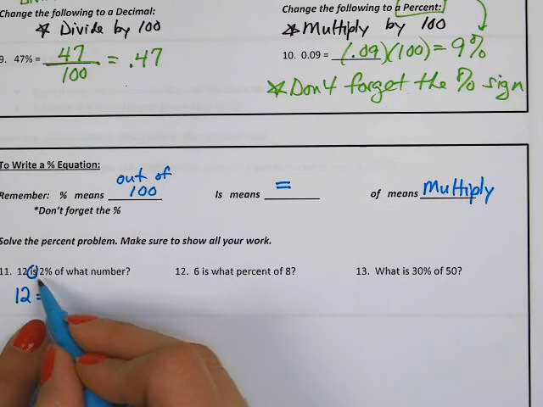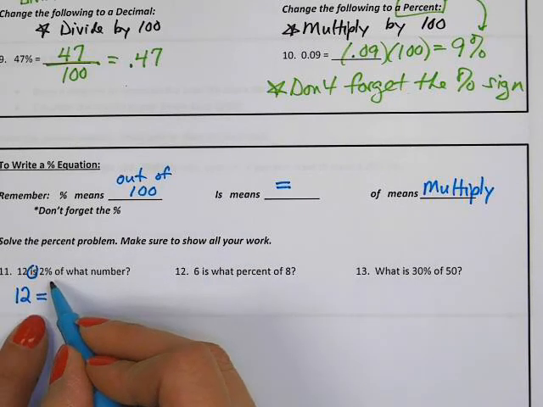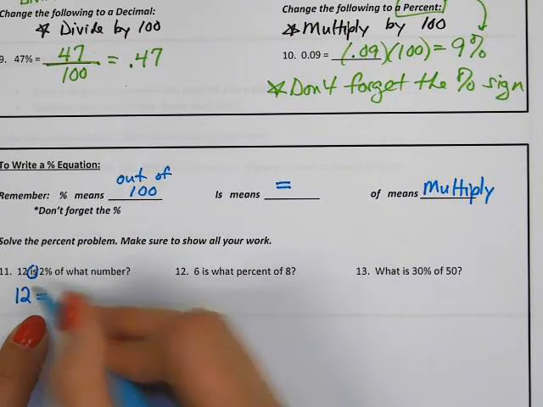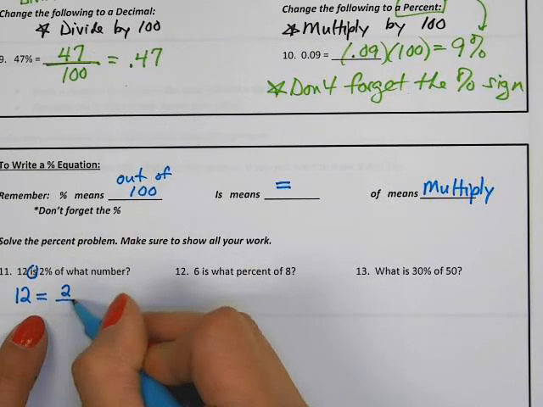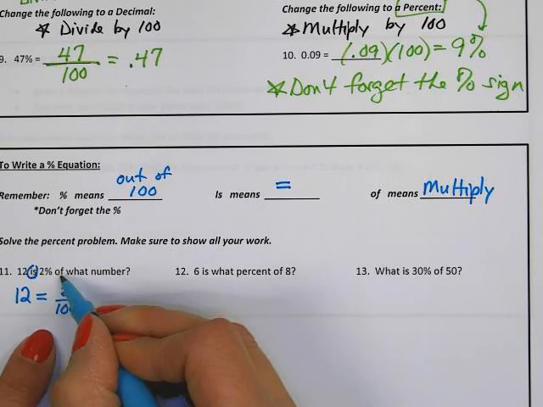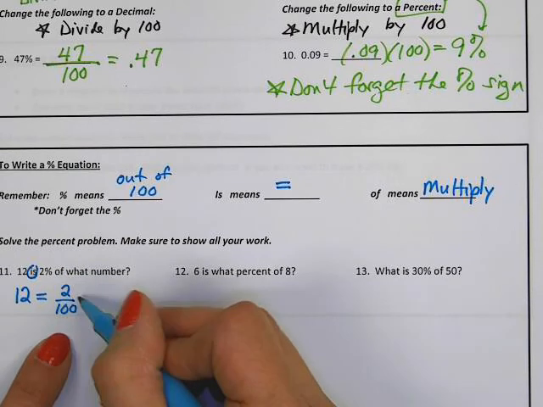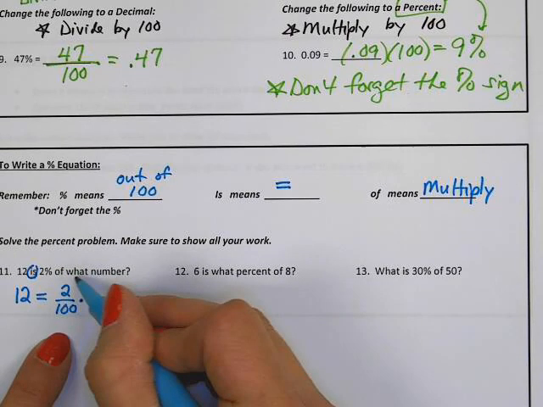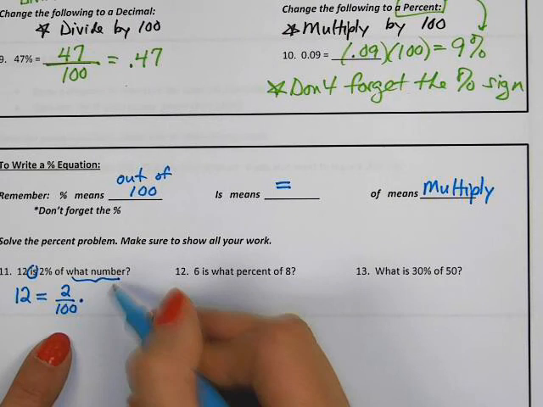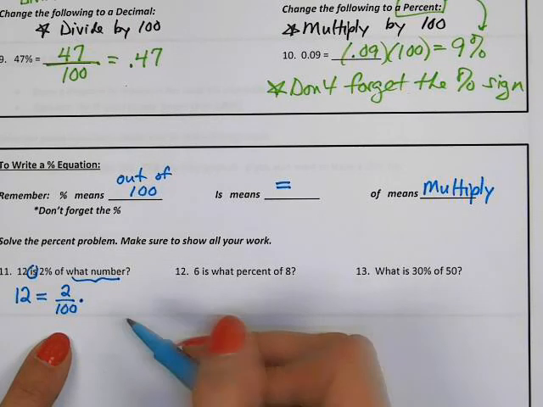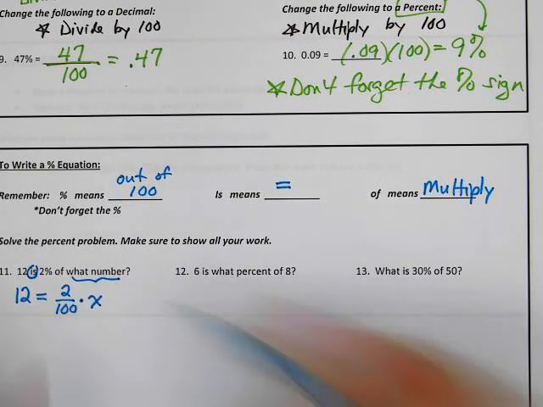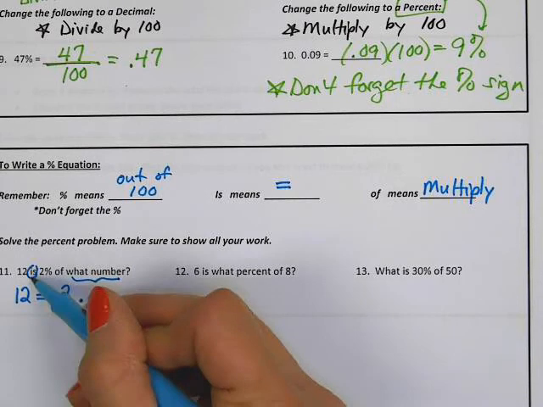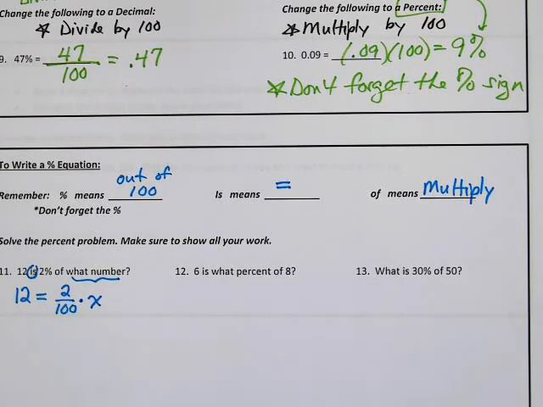It says 2%. Percent means out of 100. Okay, so I'm going to write 2 out of 100. Of means multiply. And it says what number? I don't know the number. Let's use the letter X. Okay, so first you just translate word for word, and now it's time to solve.